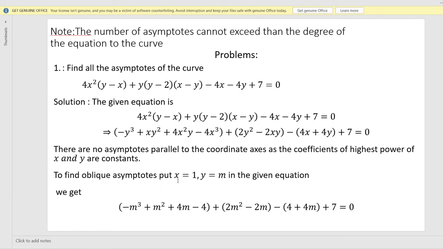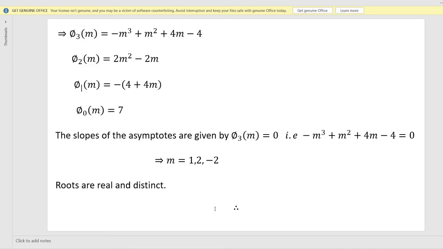To find this, put x is equal to 1 and y is equal to m in the given equation. Look here: m minus m cube plus 1 into m square, plus 4 into 1 into m minus 4. 1 cube is 1, 4 into 1 is 4, plus 2m square minus 2m minus 4 plus 4m plus 7 is equal to 0. So this is the given equation.